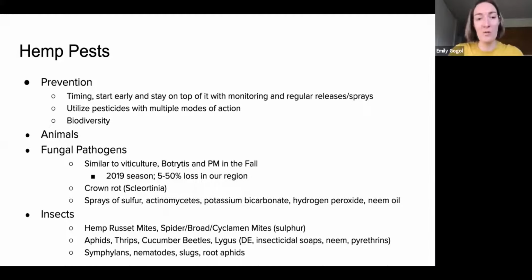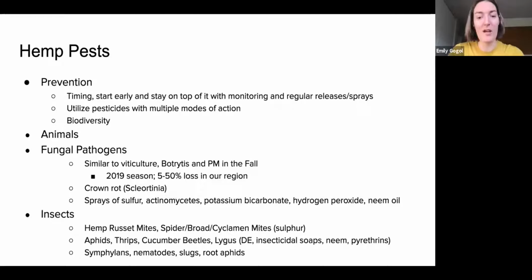In Oregon, there was a huge loss, up to 50%, caused by botrytis in 2019. Crown rot is an issue in hemp. Sprays of things like sulfur, actinomyces, potassium bicarb, hydrogen peroxide, depending on your scale, neem oil, all of these things can be used. It's really about developing a plan so that when you start seeing a fungal issue early, you can treat it, because you don't necessarily want to be using these things at the end. It's not going to give you a big benefit.